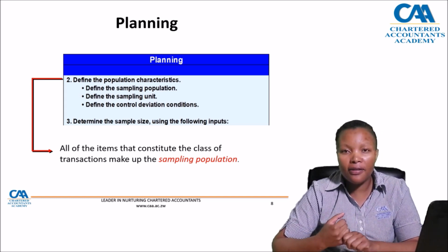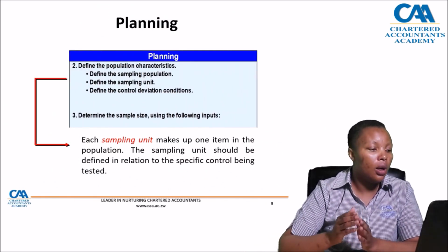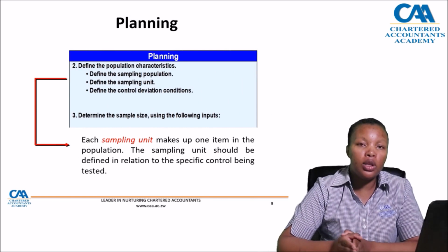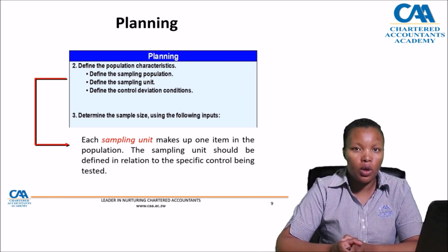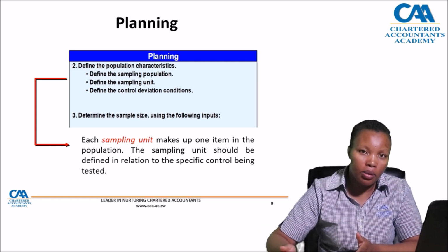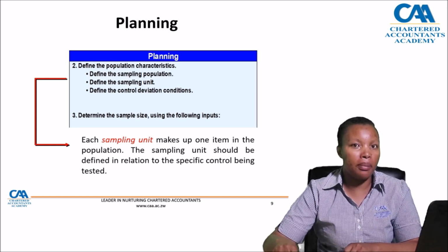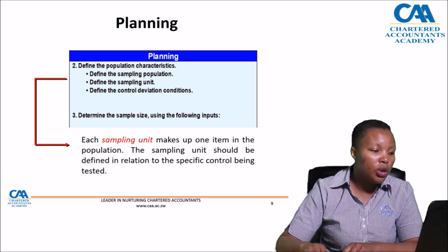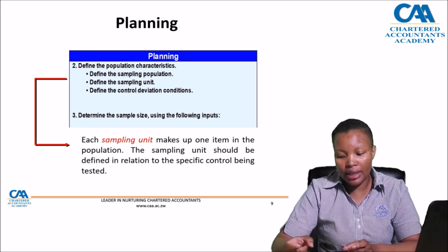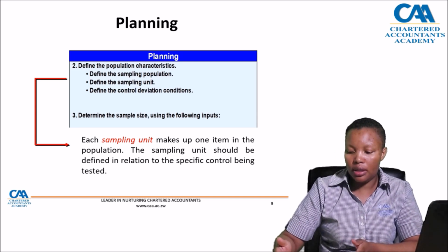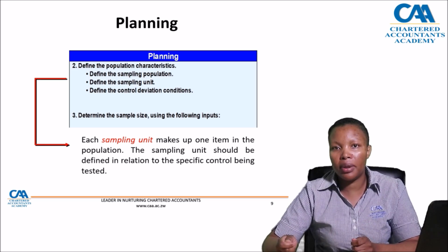Then when we've defined the sampling population to say all debtors, we then say each sampling unit makes up an item in the population. So we've got all our debtors as the population, but the sampling unit is a debtor's invoice, for example. The sampling unit should be defined in relation to the specific control that is being tested. So if it's a debtor's invoice, that is what we're saying is our sampling unit.